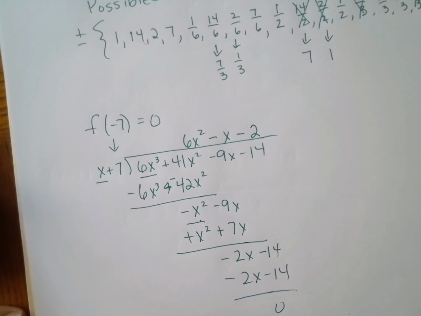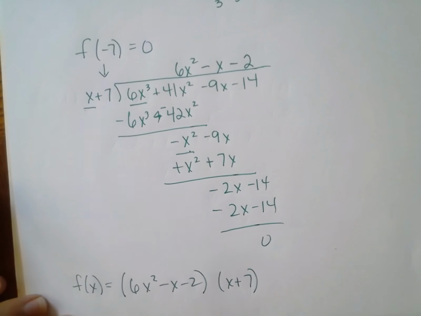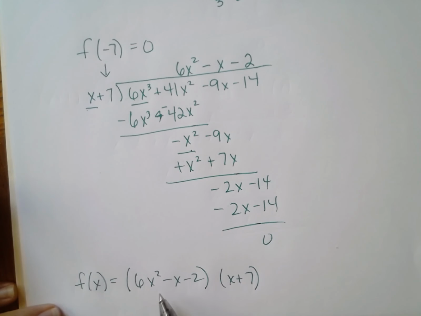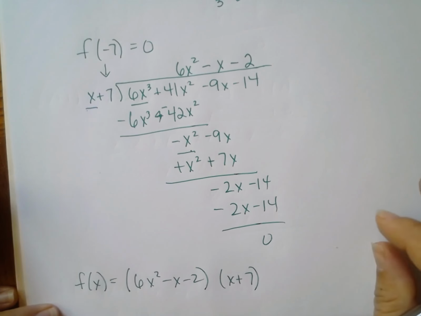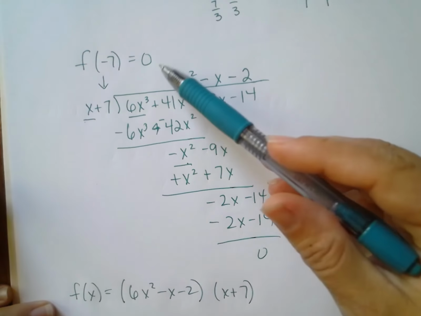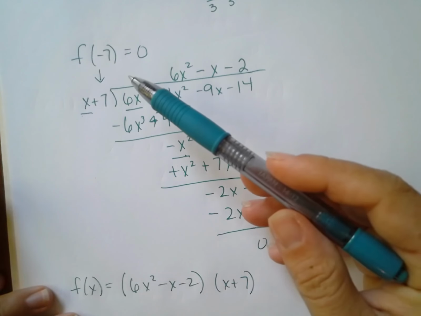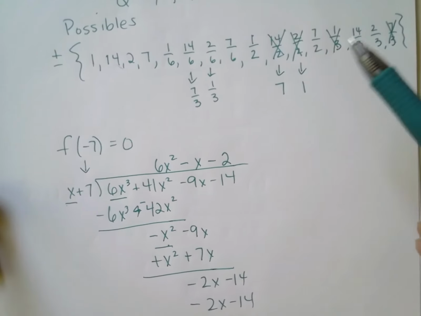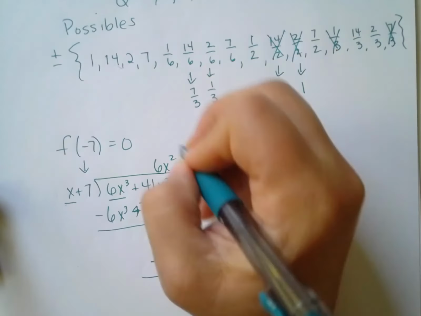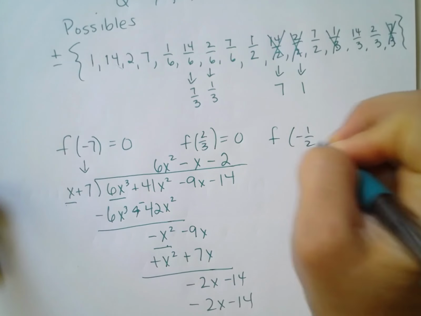So my f now factors as 6x squared minus x minus 2 times x plus 7. And now I can just factor this or use the quadratic formula to find my last two. Or actually, if all of my zeros are rational, then I should be able to find them all this way. And in fact, these are rational. If I factor this, or try out the rest of my list here, what I actually find is that f of 2/3 is also 0, and f of negative 1/2 is also 0.